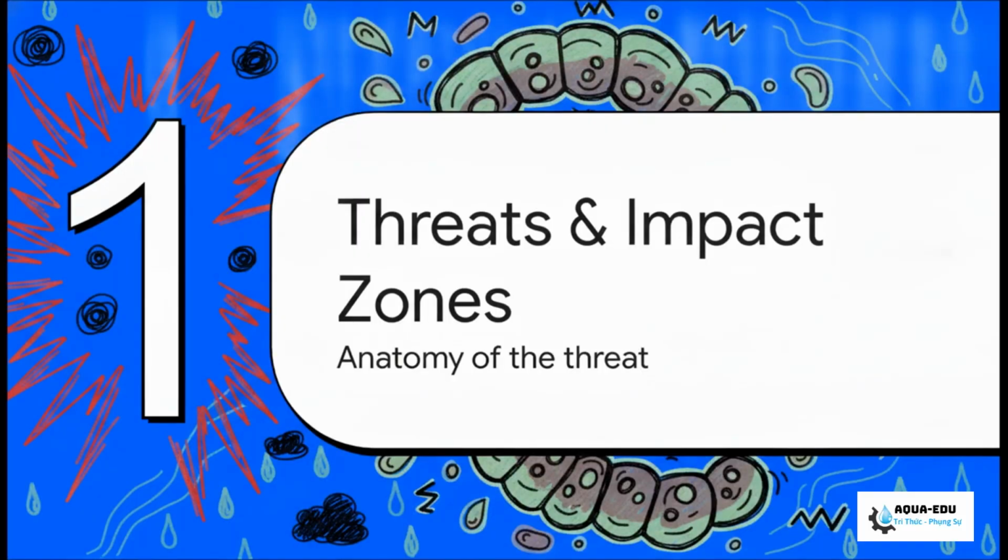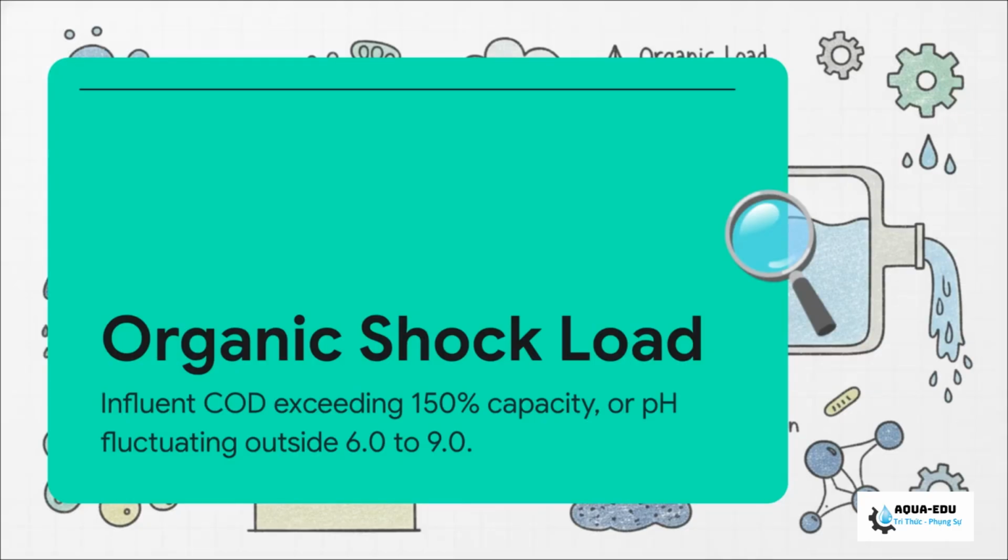All right, Section 1, System Threats and Impact Zones. Let's understand exactly what happens to the anatomy of our system when it gets hit. So let's define the enemy here. An organic shock load is basically when your influent COD or BOD5 suddenly blasts past 150% of your design capacity. Or it's this massive chemical wave where your pH just wildly fluctuates entirely outside that safe 6.0 to 9.0 zone.